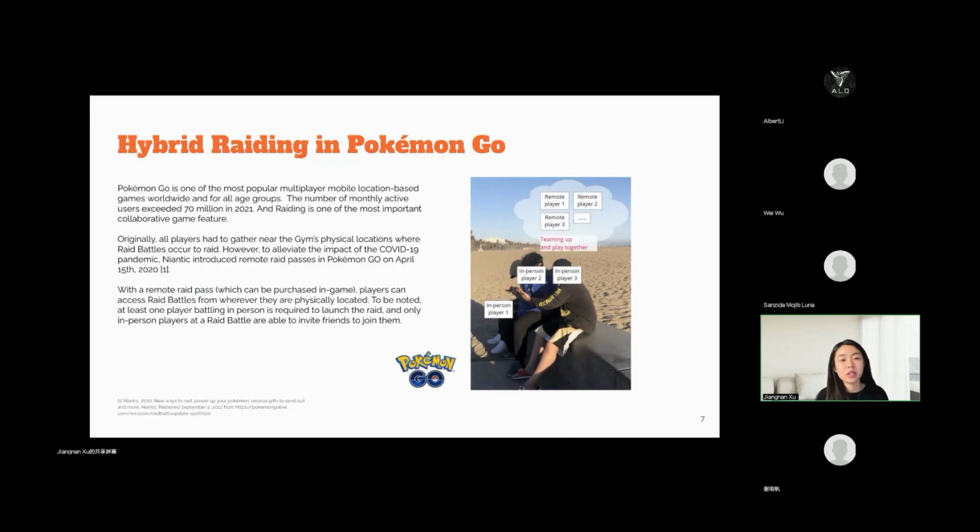This is because of COVID-19. Unsurprisingly, people could not go out, people were experiencing lockdown. So the company Niantic introduced remote raid passes in Pokemon Go on April 15th, 2020. Before that, people had to gather near the gym's physical location where raid battles occur. So this means people probably gamed with people they already knew in the same location. However, after the remote pass, people can join the raid battles from wherever they want.